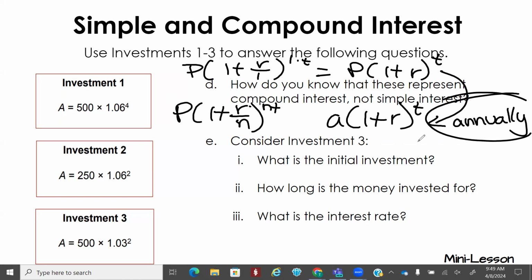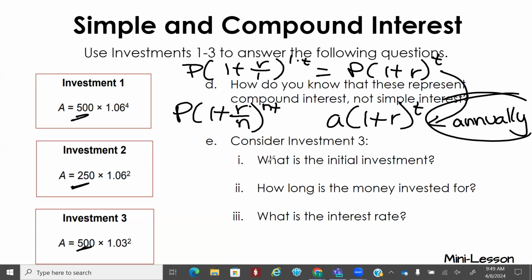Okay, they're also very small investments. Look at the investment numbers: 500, 250, 500. If you did simple interest with that, you'd make no money. You just wouldn't make enough. Okay, compound interest means that it's happening monthly or biannually, etc.